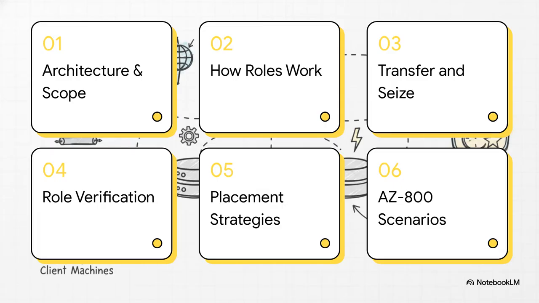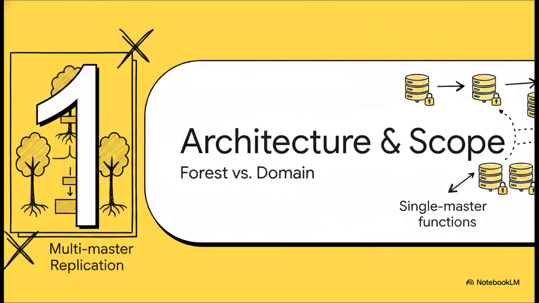Here is our architectural blueprint for the session. We'll quickly cover architecture and scope constraints, dive into how FSMO roles actually work under the hood, walk through transferring and seizing roles, verify role health, talk placement strategies, and finally, prep you with some AZ-800 exam scenarios. Let's get to it. Part 1.